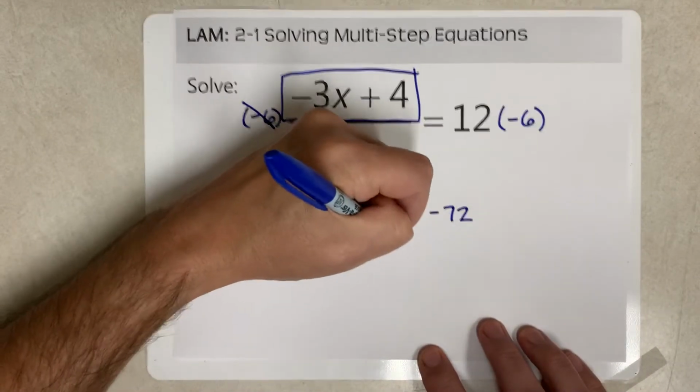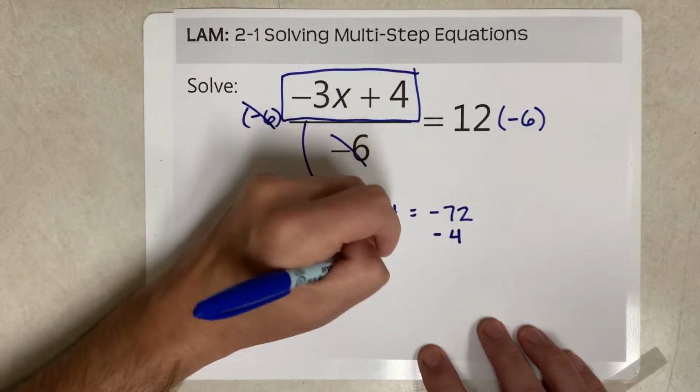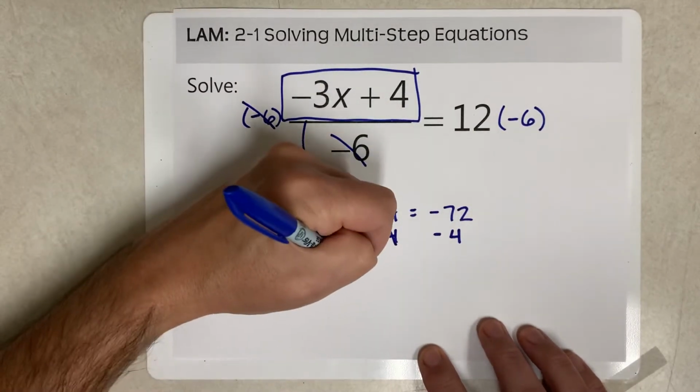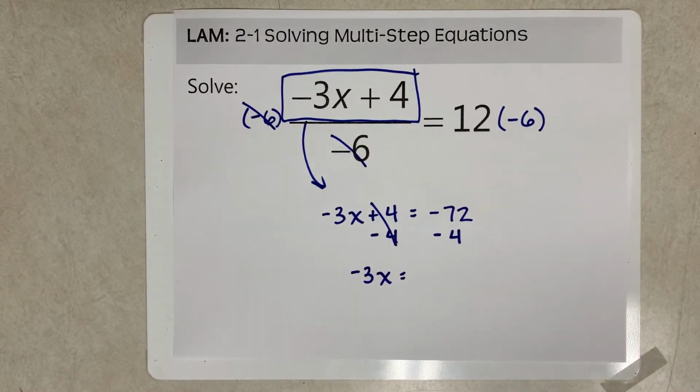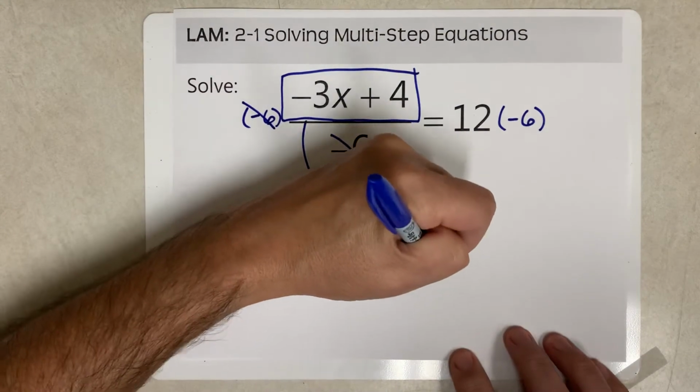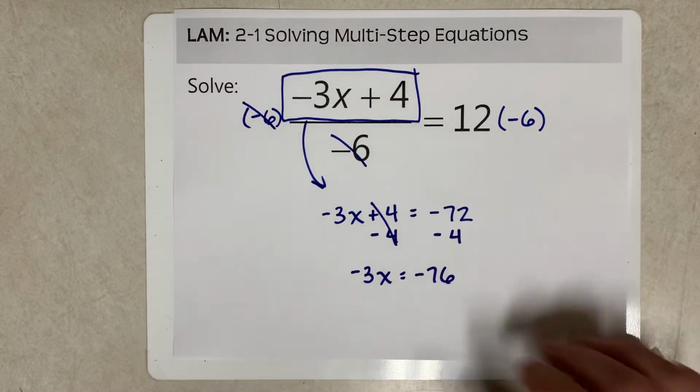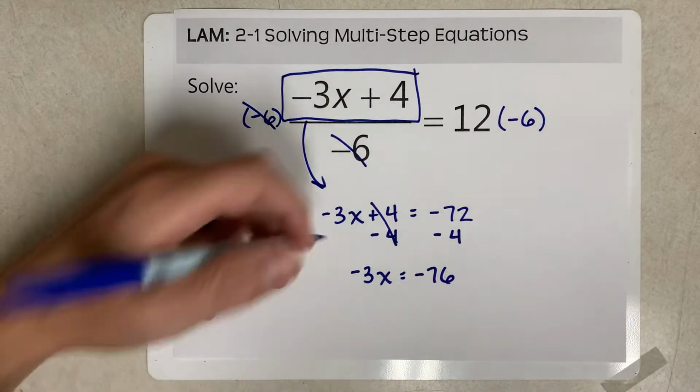So subtract 4, subtract 4. Bring down your negative 3x equals negative 72 minus 4 would be negative 76, right? Okay, negative 76. Divide by negative 3.